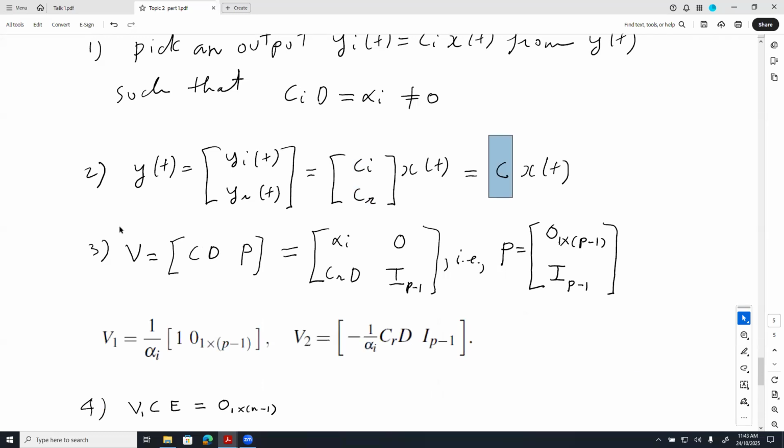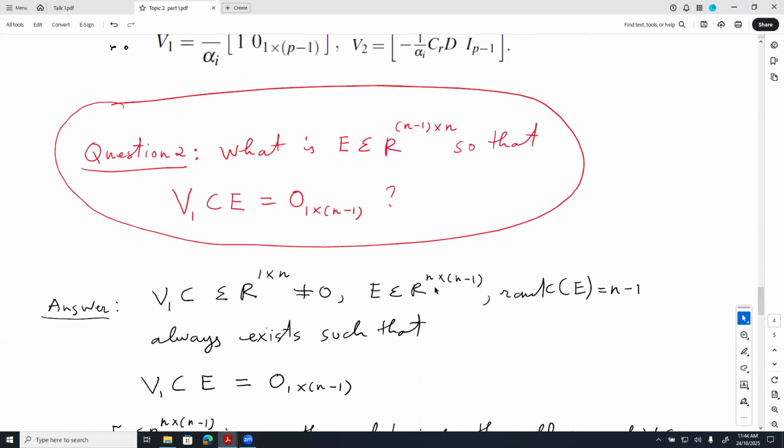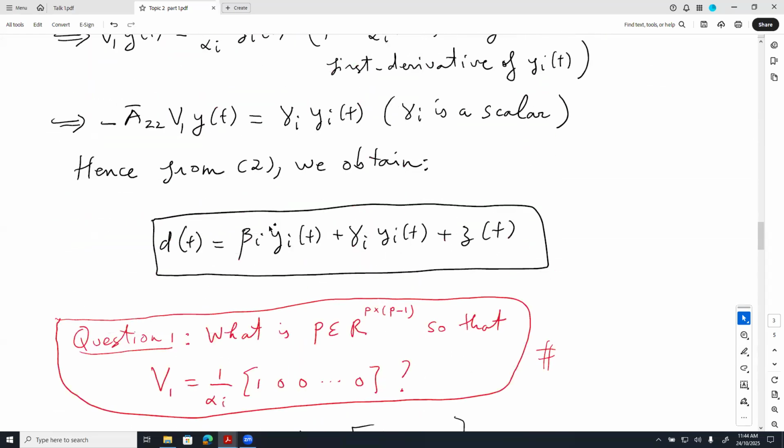And then we obtain the metric V, which is non-invertible, by selecting P according to this form. If it is this form, we can easily obtain the inverse of metric V. And when we obtain the inverse of metric V, we have it in this special form. This special form allows us to express the unknown input in terms of the first derivative of only one output measurement.